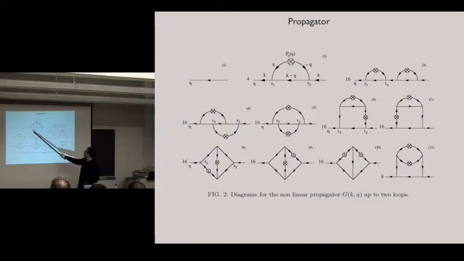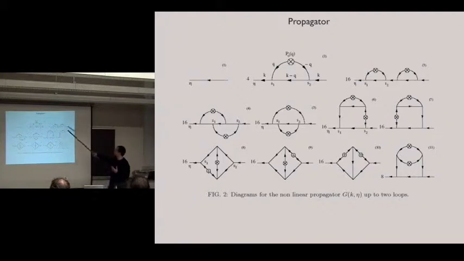So this is the linear propagator that I said before. This is the one loop diagram for the propagator, and you can construct all the loop diagrams. So this is the only one loop diagram, and then these are all the two loop diagrams. Okay. So how am I going to resum this in the full nonlinear theory?